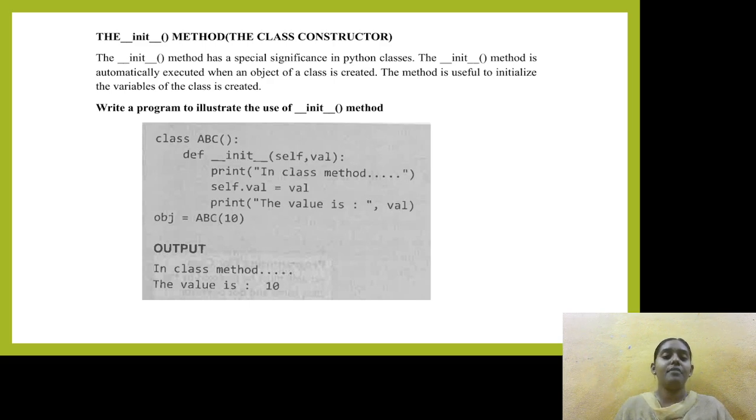For example, if you write a program to illustrate the use of the init method, class ABC, we are defining init self comma val, and self is automatically accepted, and print in class method, self dot val is equal to val, and printing the value. We are creating an object and we are passing the parameter 10, that is the output: in class method, the value is 10.